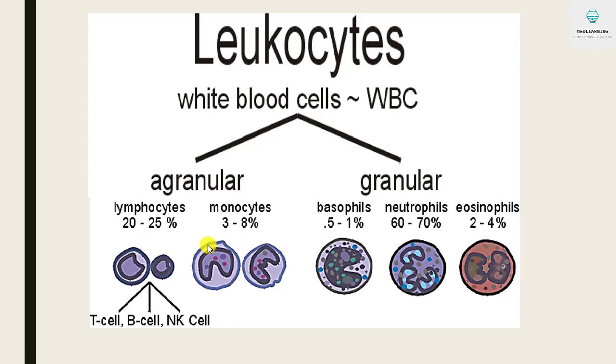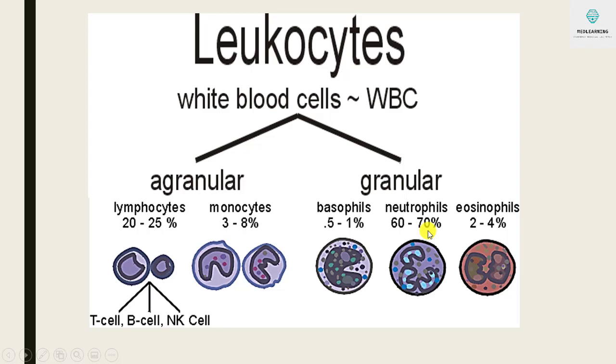And if you further classify them, the agranular ones are classified into the lymphocytes and monocytes, and the granular ones are classified into the basophils, the neutrophils, and the eosinophils. And essentially, neutrophils are the most abundant type of white blood cells. About 60 to 70% of white blood cells are neutrophils.